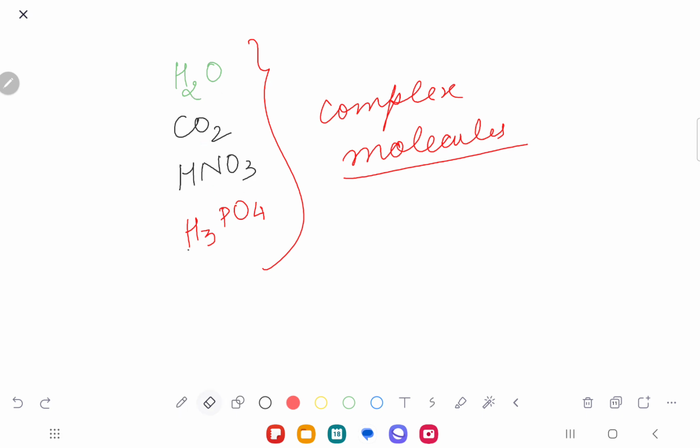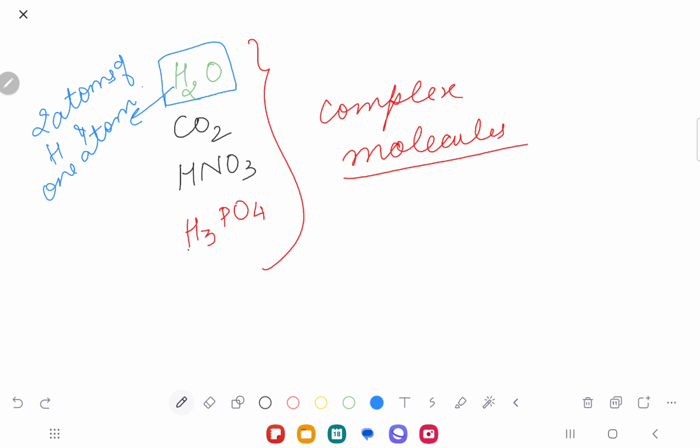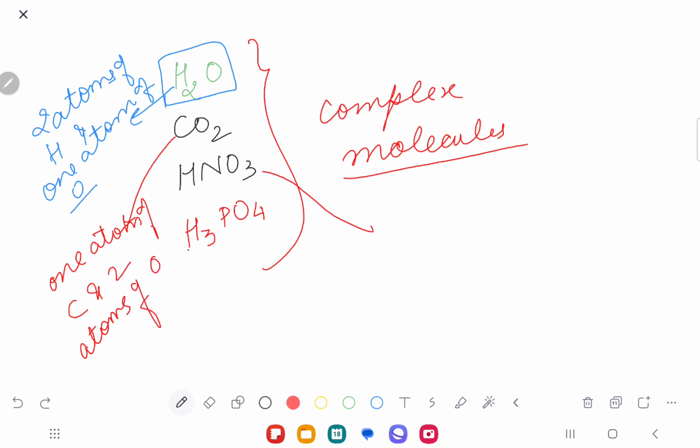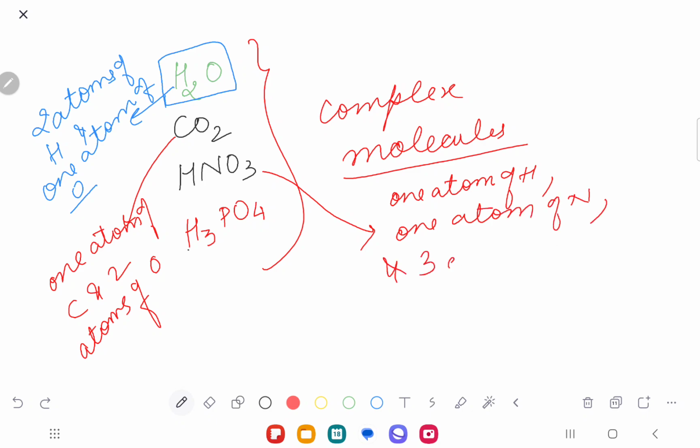H2O, when we say H2O, it is made up of two atoms of H and one atom of oxygen. CO2 is one atom of carbon and two atoms of oxygen. HNO3 is made up of what? One atom of hydrogen, one atom of nitrogen and three atoms of oxygen.